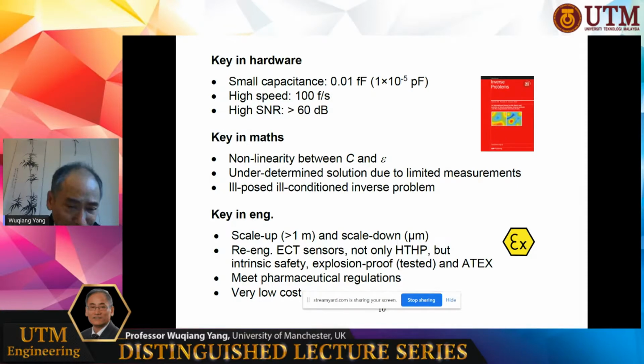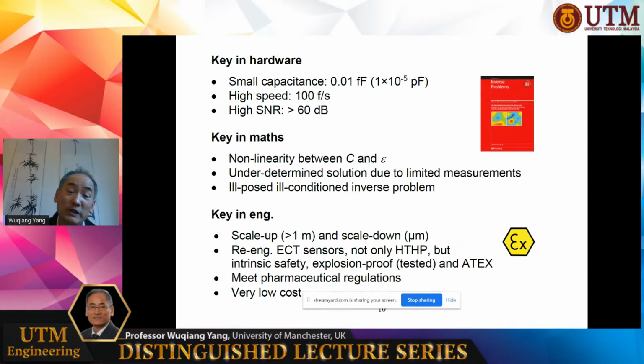For engineering, I have listed the following challenges. The diameter. Some users ask, can you do much smaller? Can you do much bigger diameter, such as much larger than 1 meter in diameter, down to micrometer in diameter? Now, for ECT to be used in real industry, we have to re-engineer ECT sensors, not only for high temperature, high pressure, but others like intrinsic safety, explosion proof, and ATEX.